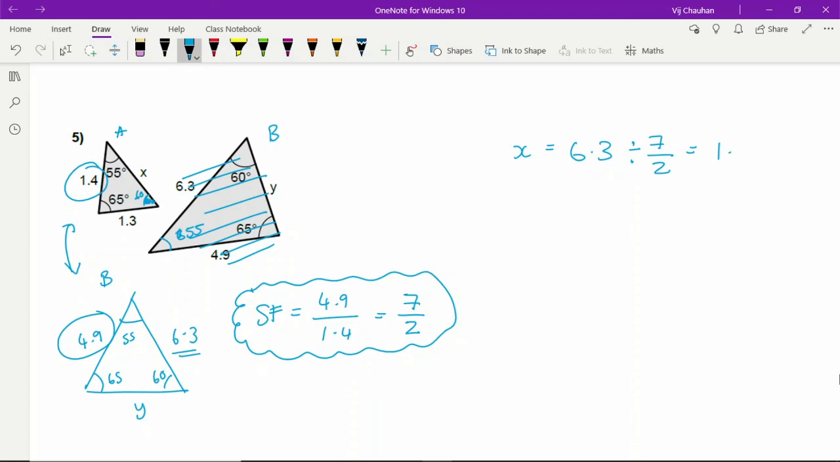is 1.8. Now if you ended up with a fractional answer, you can leave your answer as a fraction, or if you press the SD or convert to a decimal, it should be absolutely fine.